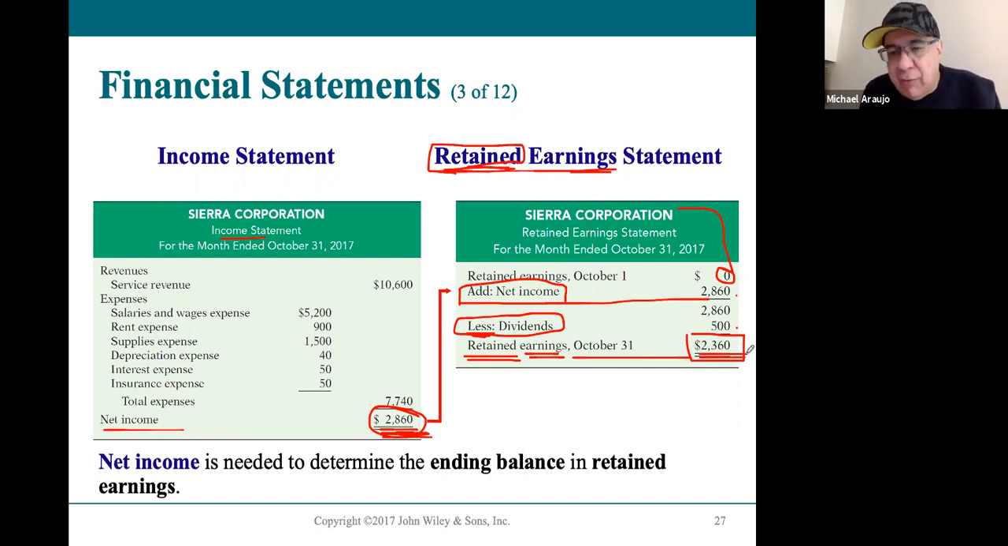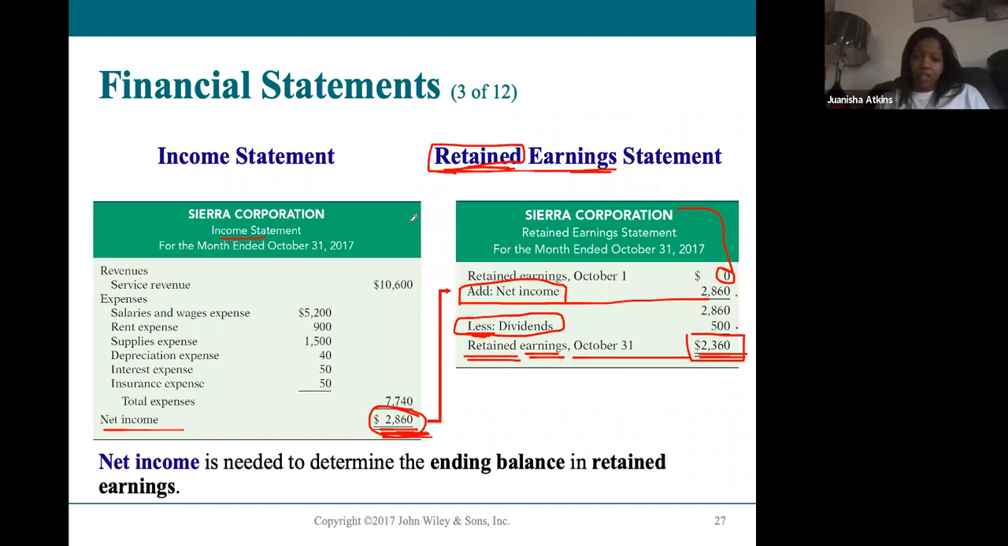$2,360 of the $2,860 is retained in the company, kept in. Just as one of you, Juanita, might have said, to be reinvested in the company. So I want you to notice, yes? Yes, that's what I said. Thank you.